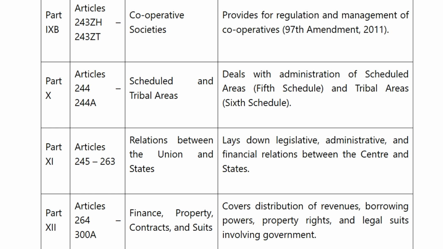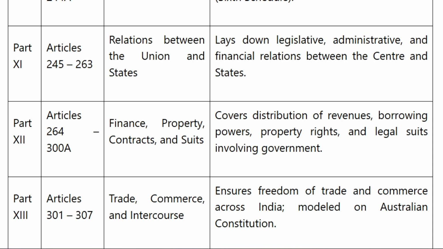Part 12, Articles 264 to 300A. Finance, property, contracts, and suits. Covers distribution of revenues, borrowing powers, property rights, and legal suits involving government. Part 13, Articles 301 to 307. Trade, commerce, and intercourse. Ensures freedom of trade and commerce across India, modeled on Australian Constitution.